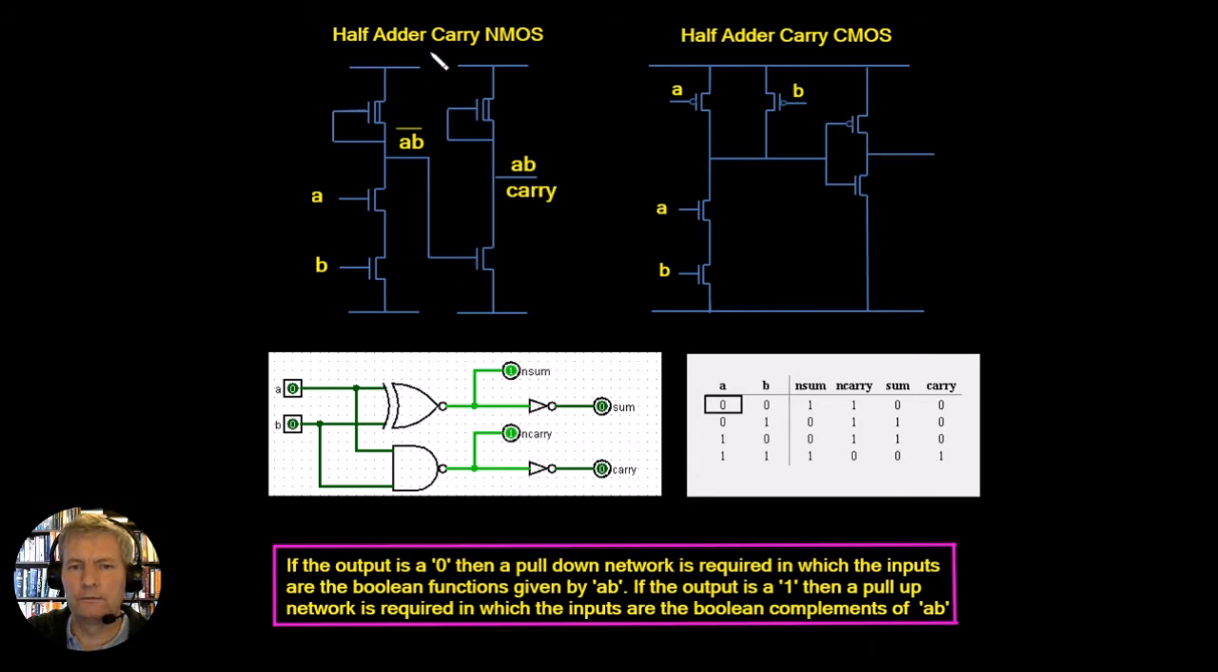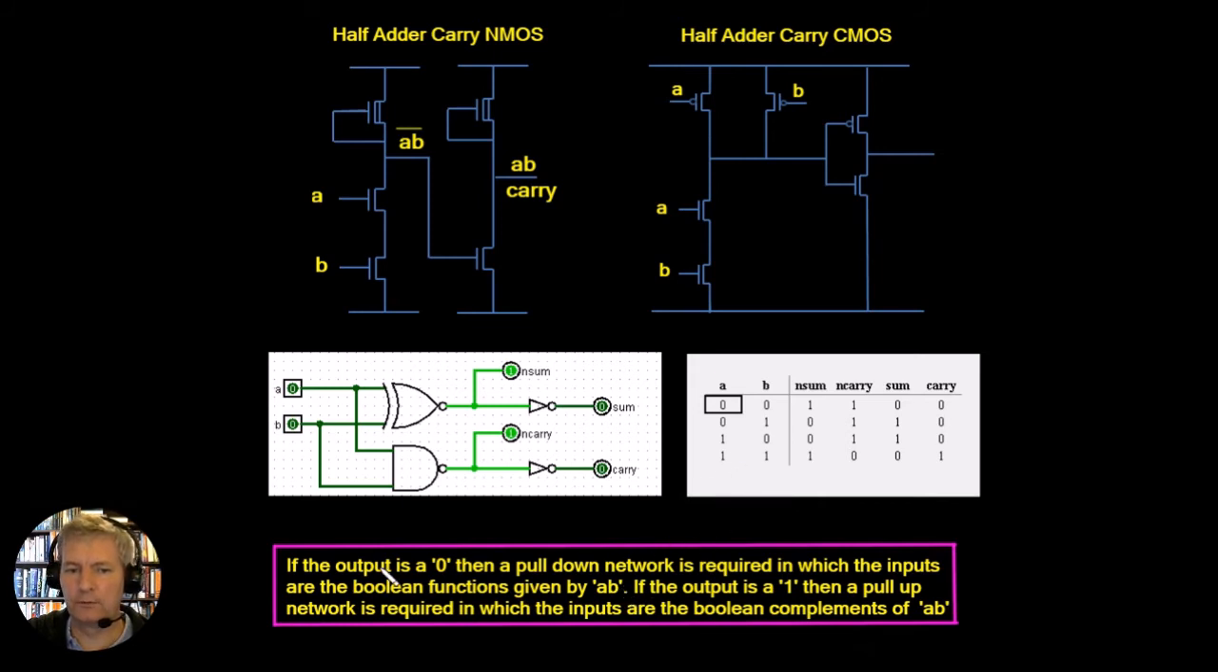Now what we want to do is change this function into the half adder for the carry for the CMOS. Again, it's going to be a pull up network and a pull down network. Now the pull down network, if we were to read it off of the truth table here, we could say that if the output is 0, then it's a pull down network, and the inputs are the Boolean functions given by the inputs A B.